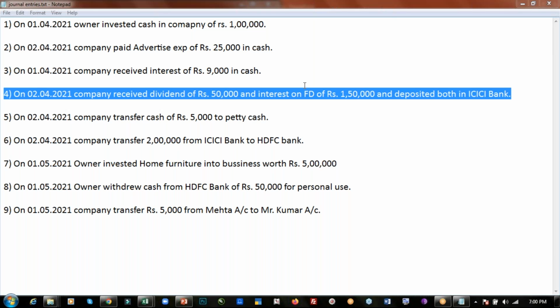All right, so in this transaction, we are receiving the dividend and interest. Both of these will be our income, so both go for the credit. And we are depositing these amounts into the bank, so bank go for the debit. Bank account debit to interest received and dividend received. Bank debit and interest and dividend both go for the credit. Most of the answers are correct.